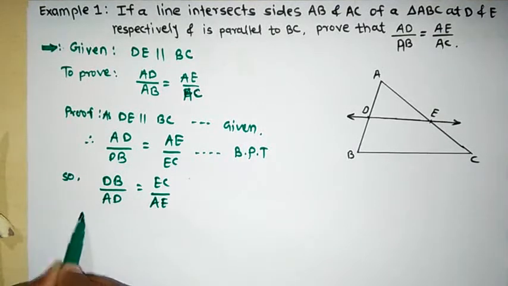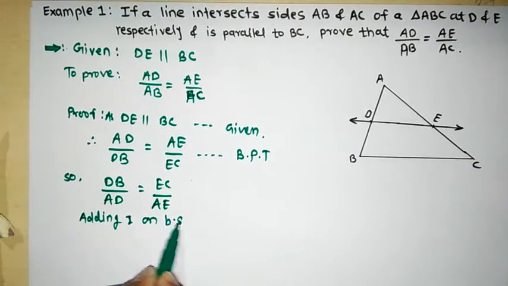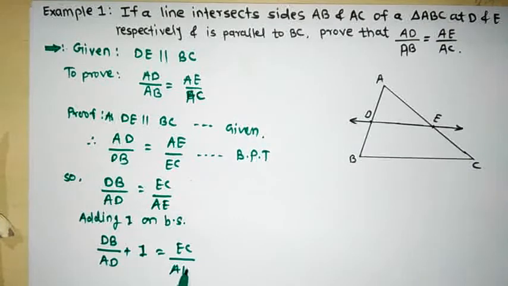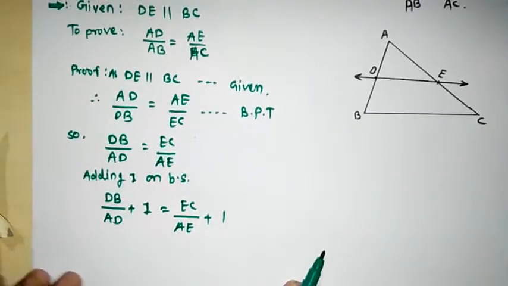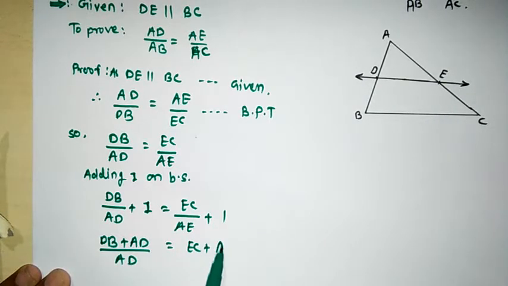Then adding 1 on both sides. What we will get, see here: DB divided by AD plus 1 is equal to EC divided by AE plus 1. Now, what is the value of this? Check here: DB plus AD into 1, that is AD divided by AD, is equal to EC plus AE divided by AE. We got this here.